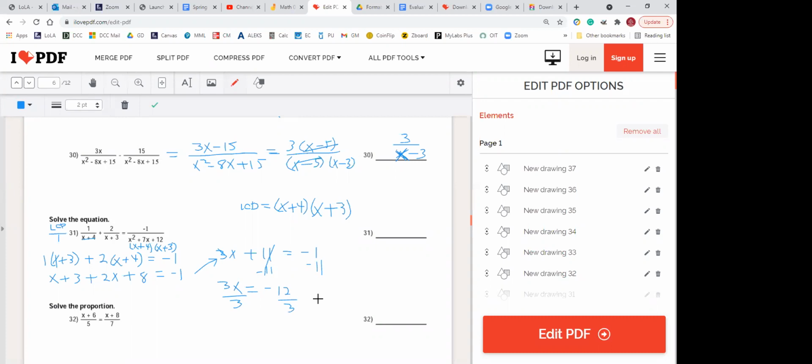Or so you might think. Tell me why x is not equal to negative 4. What happens if you put a negative 4 in that denominator? Negative 4 plus 4 is? It cancels out. It's going to be 0, right? So that would make this undefined. So this is no solution.